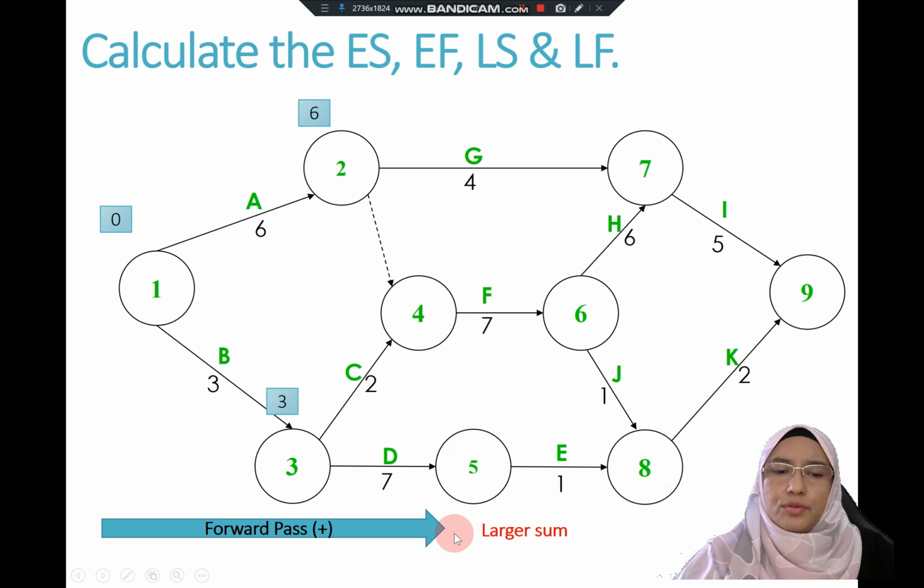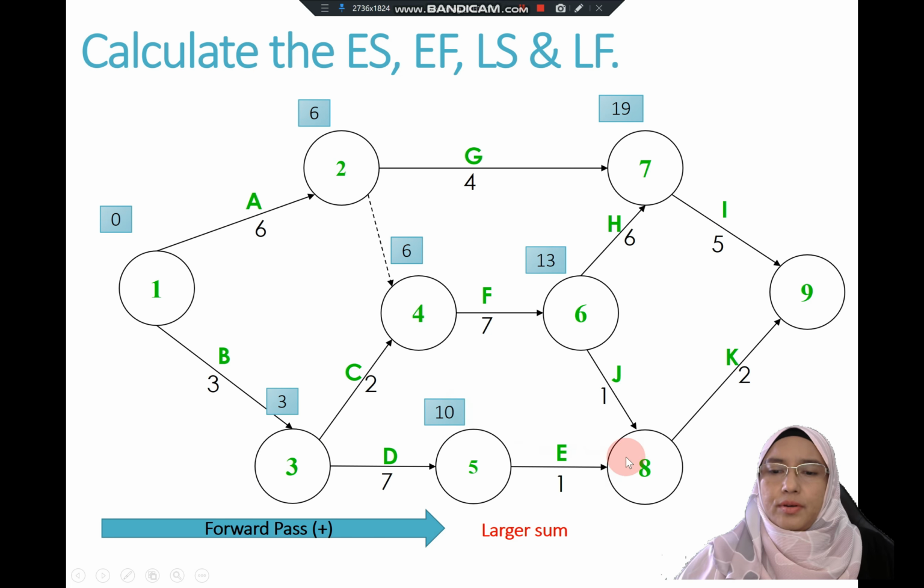So as you know, in the forward pass, you take the larger sum. So in this case, you take 6. 6 plus 7 is 13. And in order for you to get the value here, you need to see there are 2 arrows terminating here. So you need to take the largest number. The largest number is 19. And let's move on to activity D, which is 3 plus 7 is 10.